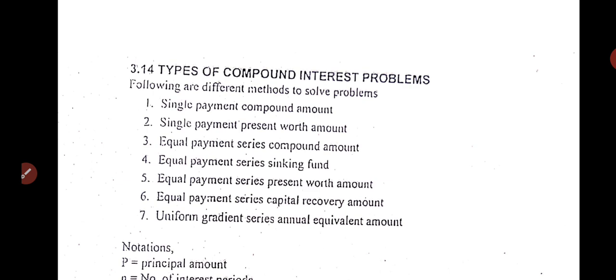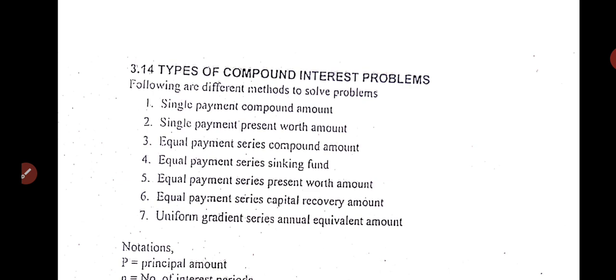Now the fourth one is equal payment series sinking fund. Here again, this is the opposite of the third one. So now, suppose I am going to invest 1 lakh rupees for a period of 10 years, every year 1 lakh rupees, at the rate of say 10%. After 10 years, how much money will I get? Say I get some 12 lakh rupees.